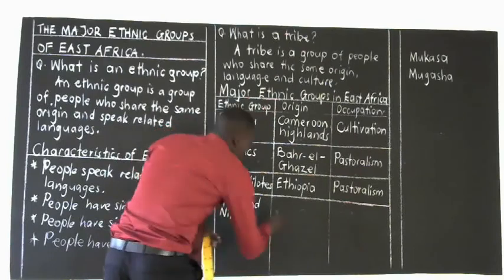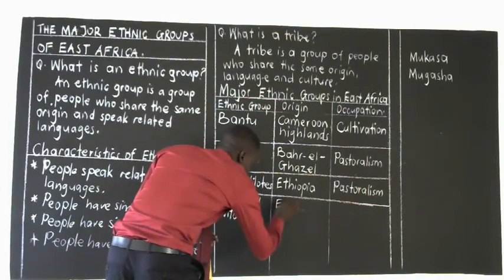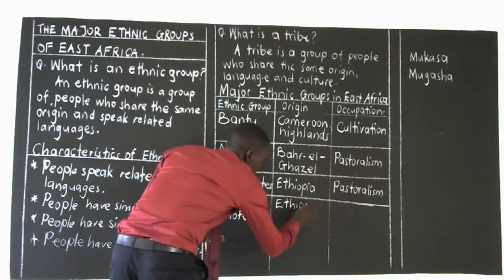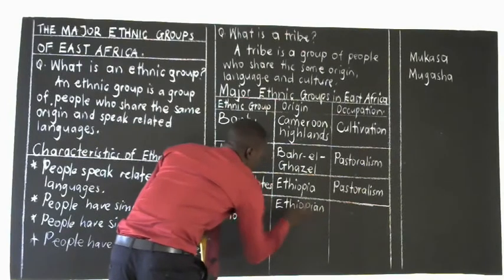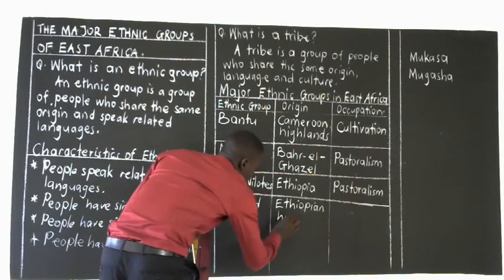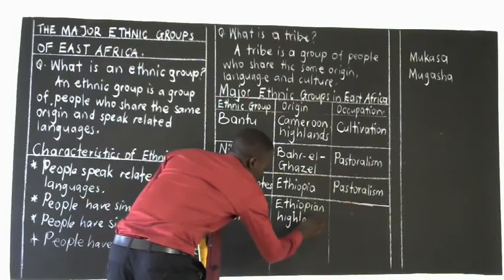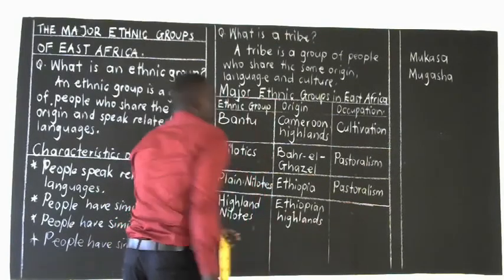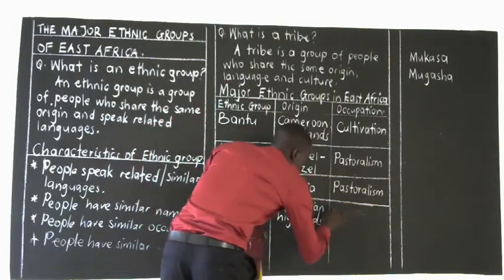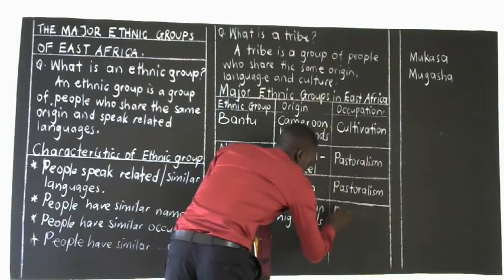The Highland Nilotes also came from Ethiopia, but we are saying Ethiopian Highland. They were also pastoralists, so the occupation was pastoralism.